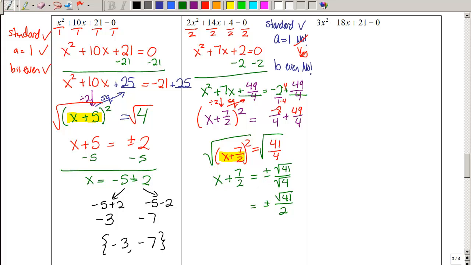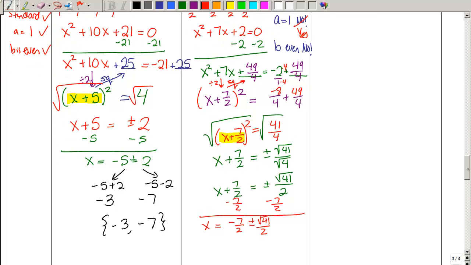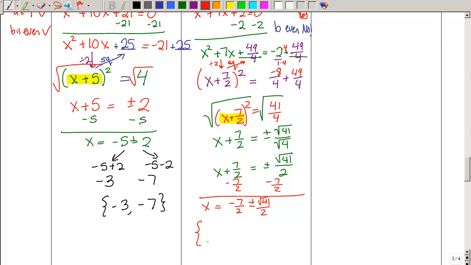Now the square root of 4 reduces to 2. And my last step is to isolate the x by subtracting 7/2. X equals -7/2 plus or minus the square root of 41 over 2. We can write that as -7/2 plus or minus the square root of 41 over 2, or you can write it as -7 plus or minus the square root of 41 all over 2.